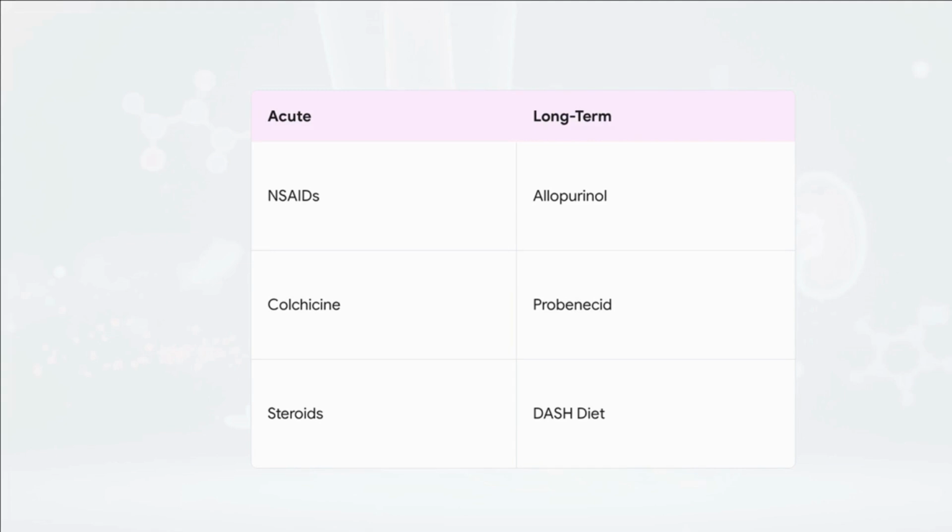But then we have long-term therapies, because putting out the fire doesn't stop the dragon from waking up again later. You have to actively lower the urate levels in the blood. Doctors use first-line drugs like allopurinol, which blocks the body's conversion of purines into uric acid, or probenecid, which helps the kidneys excrete it way faster. And of course, implementing lifestyle changes, like adopting the DASH diet, which is heavily focused on vegetables and whole grain.